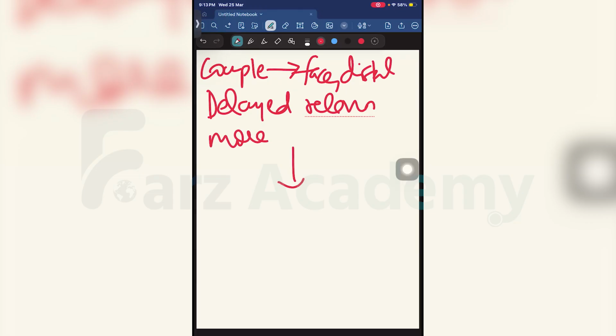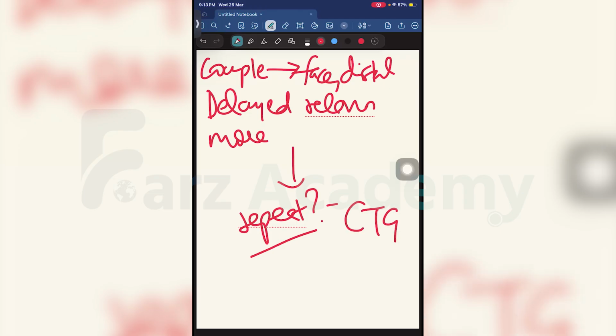Tell me, which repeats get amplified in myotonic dystrophy? CAG, madam? I am not sure. CAG? Yeah, CTG. Very good. Yes, CTG.